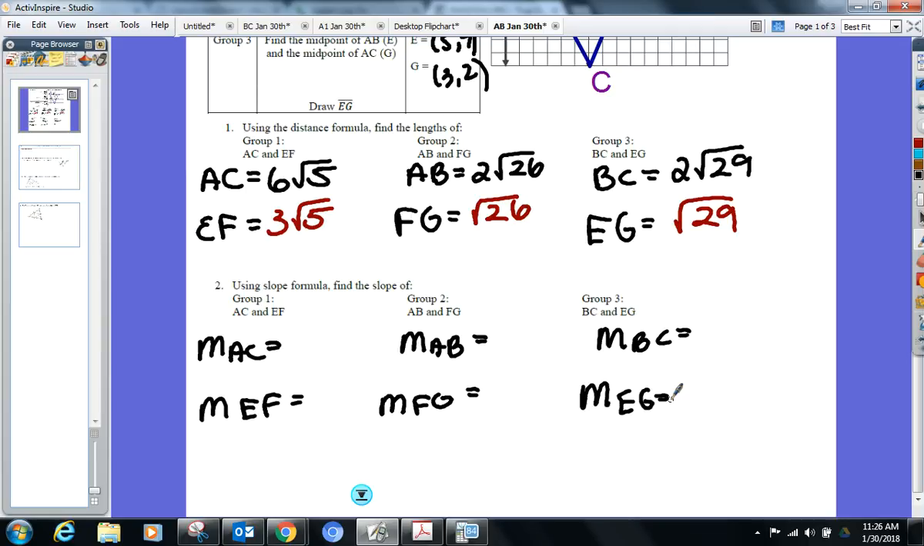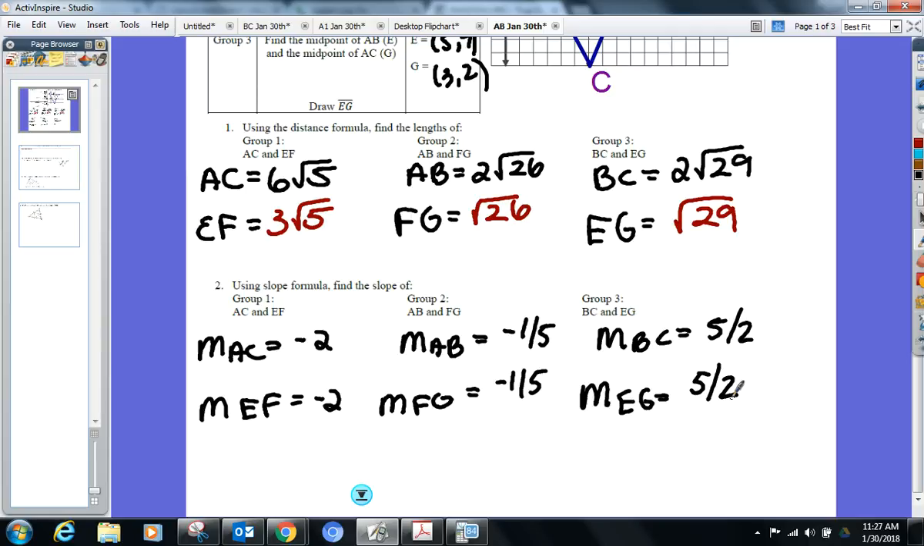Group 1, you got the slope of AC? -2, and how about the slope of EF? Oh, shocker, here we go. Group 2, slope of AB. And how about the slope of FG? Shocker, here we go. BC, group 3. And how about EG? Oh.